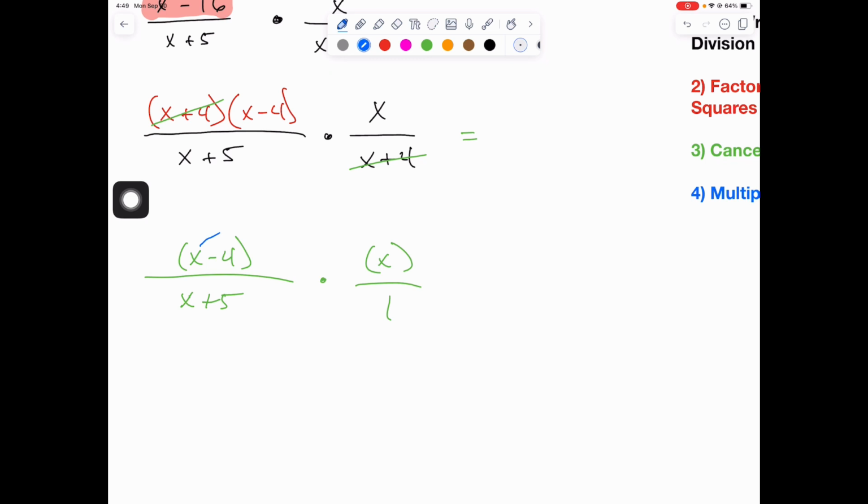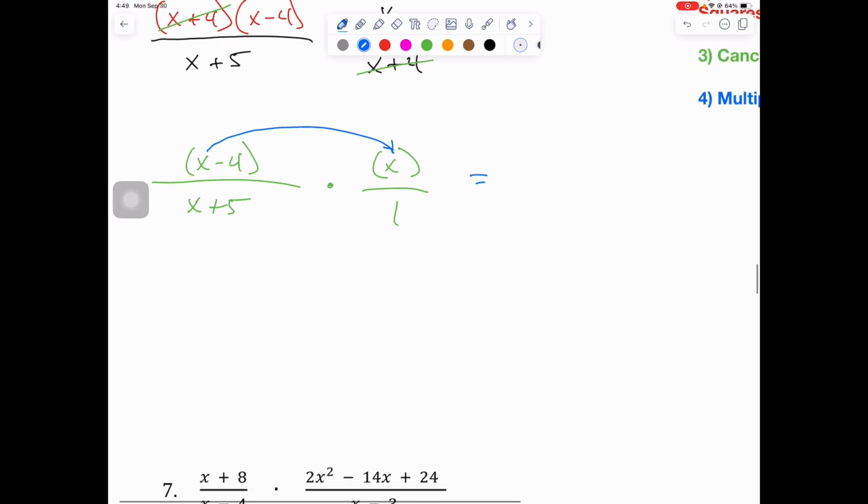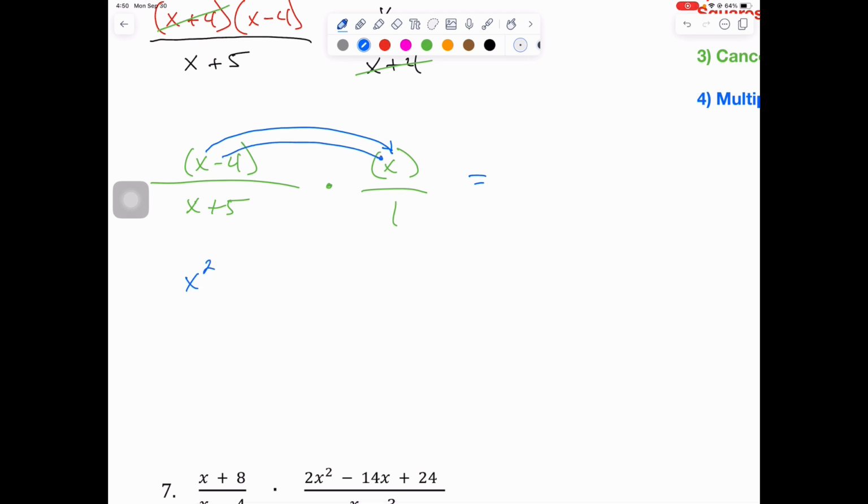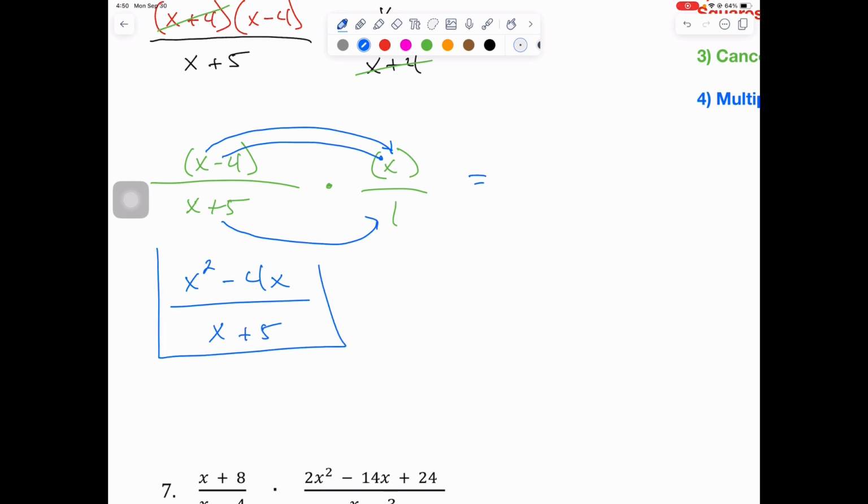Yes, thank you. You guys are the best. X times x is x squared. Negative 4 times x gives us negative 4x. We'll set that over. Do we really need to multiply x plus 5 over 1? No, because it stays the exact same as x plus 5. We can go ahead now and we can box our answer.